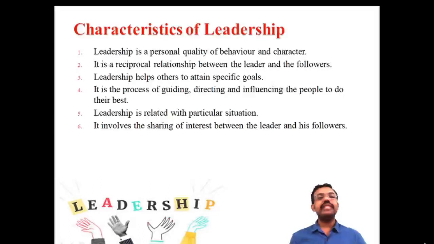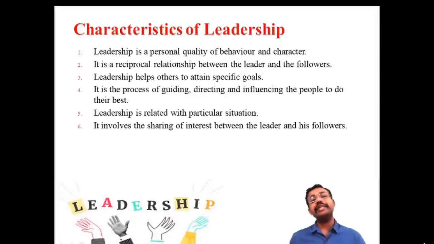And the fourth one, it's the process of guiding, directing, and influencing people to do their best. A leader is always guiding, directing, and influencing the subordinates to do their best. That means leaders always try to get the best performance from their employees. So it's the art of guiding, directing, and influencing people.